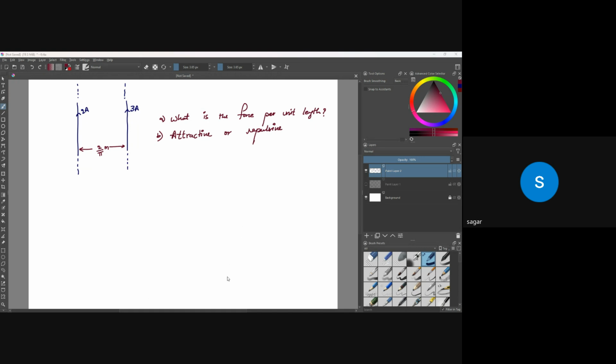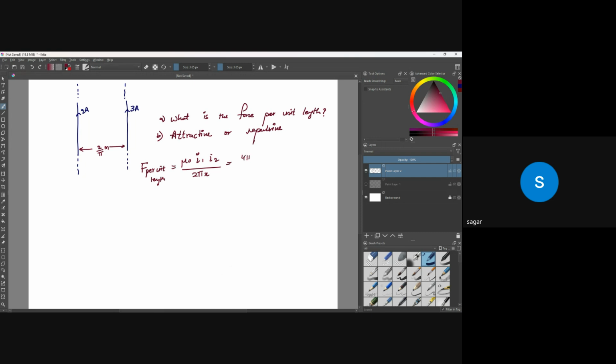Tell me, guys, quickly. What is the answer? So that's 6 pi into 10 power minus 7. Attractive or repulsive? It's attractive. All you have to do is use the formula mu naught I1 I2 by 2 pi x. That is force per unit length.